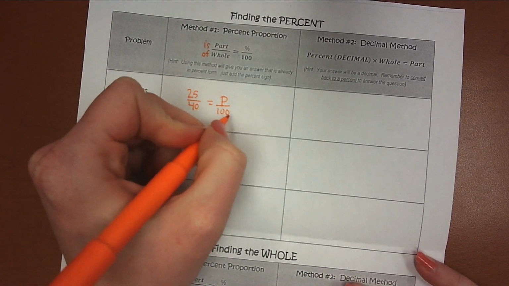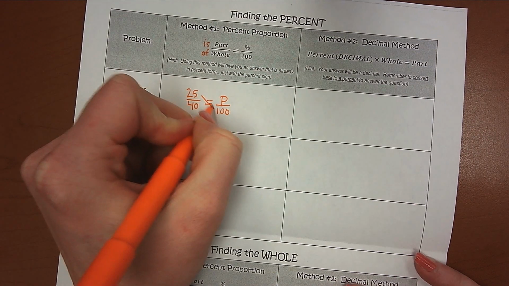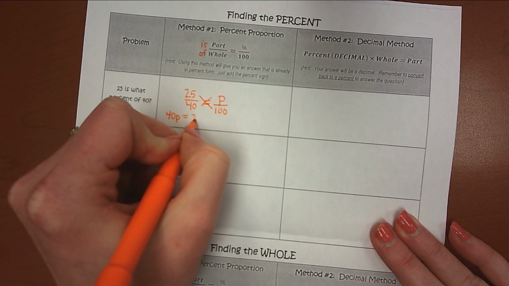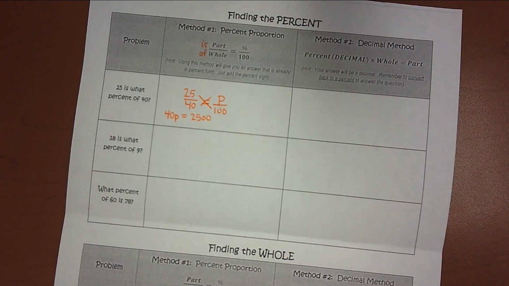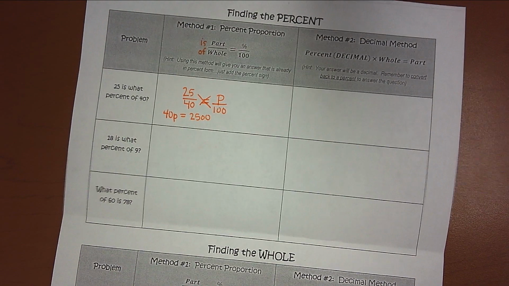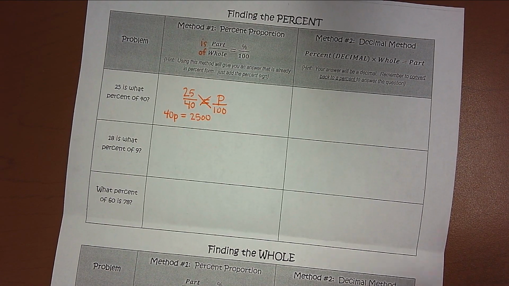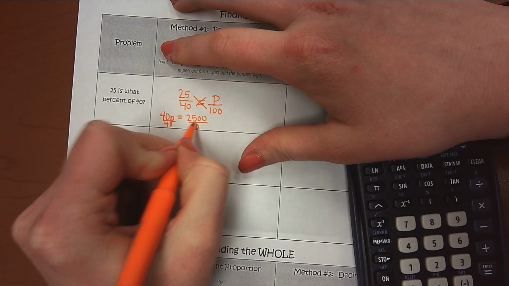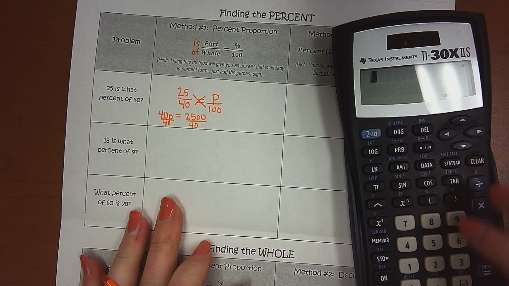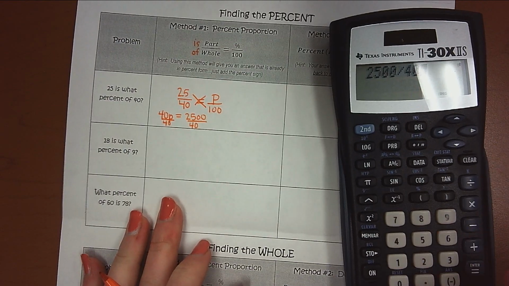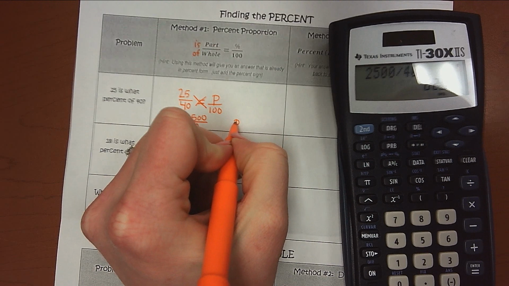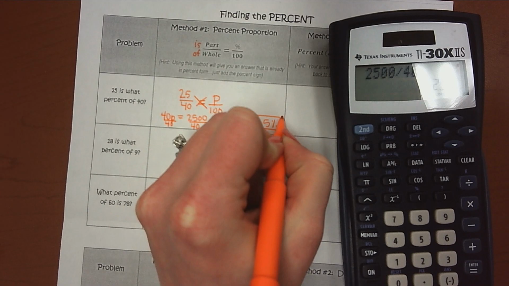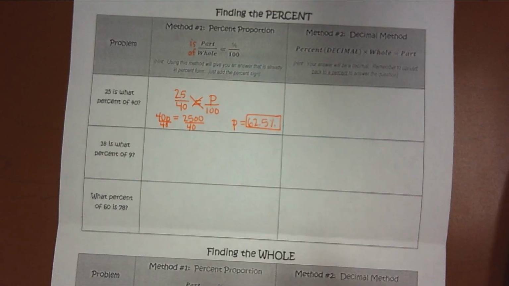I write my proportion using an equal sign. I can use cross products, and I get 40p is equal to 25 times 100, which is 2,500. And then to solve, to isolate the variable, I divide both sides by 40. So I'm going to use my calculator. 2,500 divided by 40. And P equals 62.5, and then we can just add our percent sign because it's given to us as our percent.